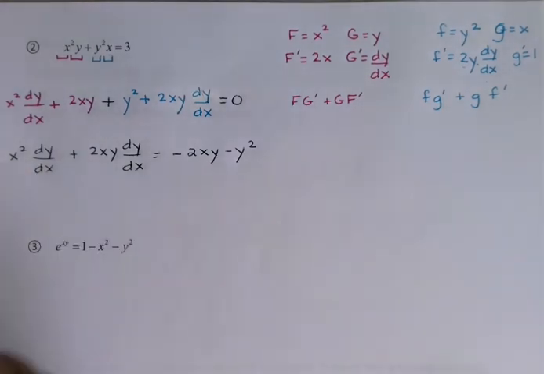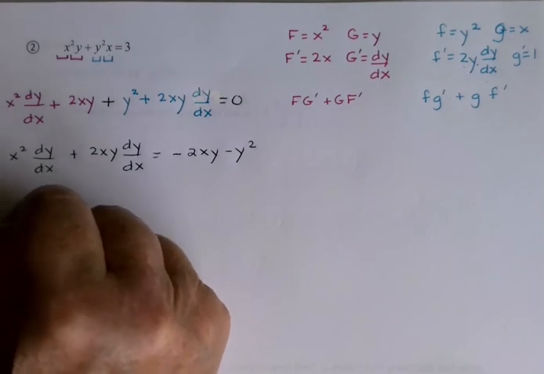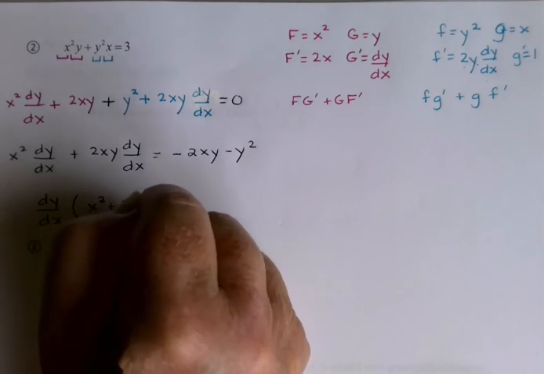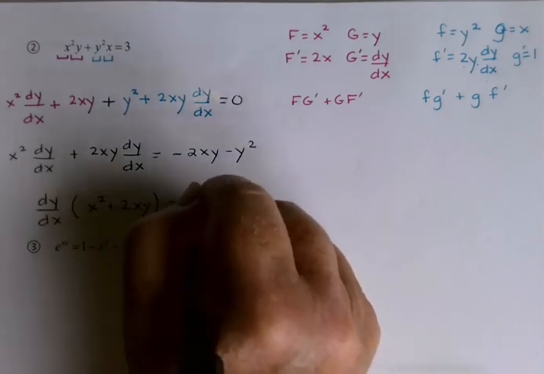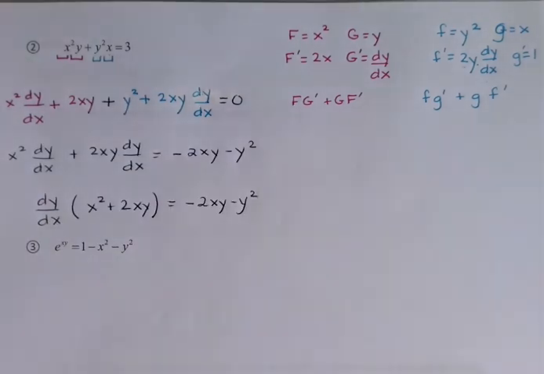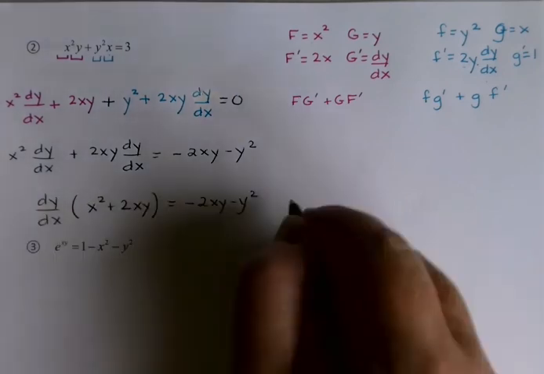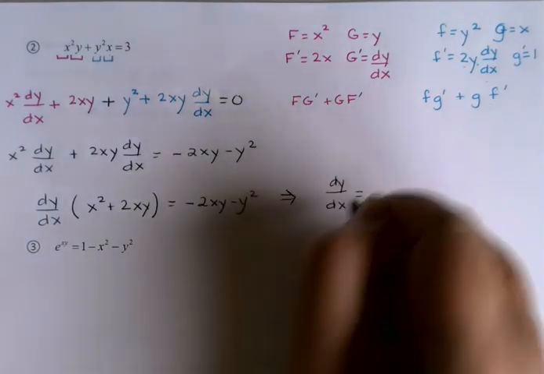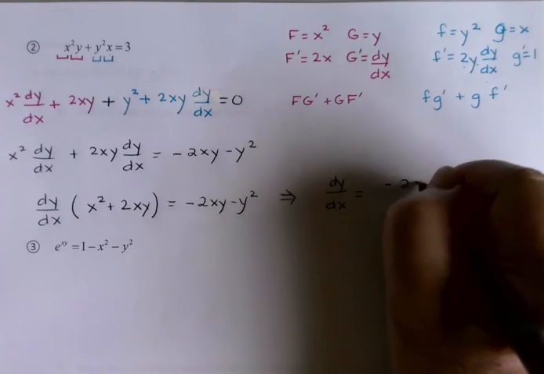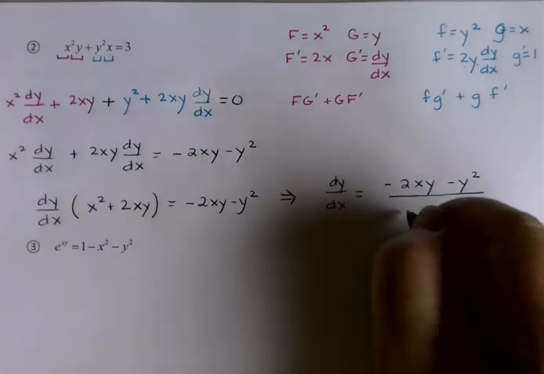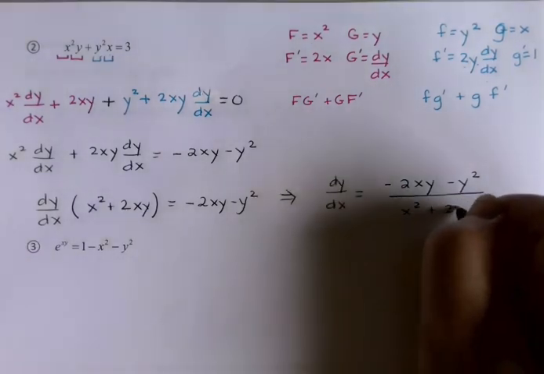If I now factor out the dy dx, I'll have x squared plus 2xy equals negative 2xy minus y squared. And then I can solve for dy dx by simply dividing by this. So dy dx is negative 2xy minus y squared divided by x squared plus 2xy.